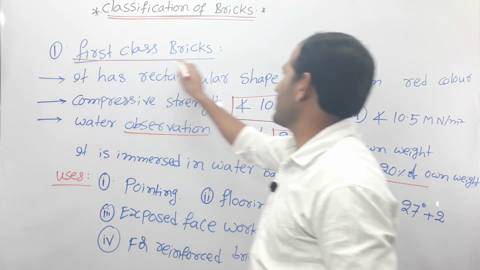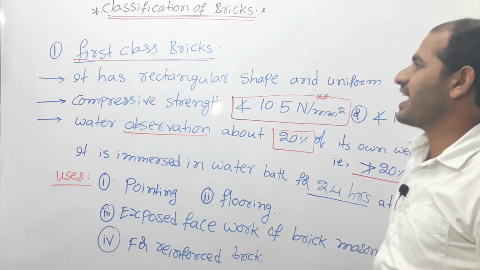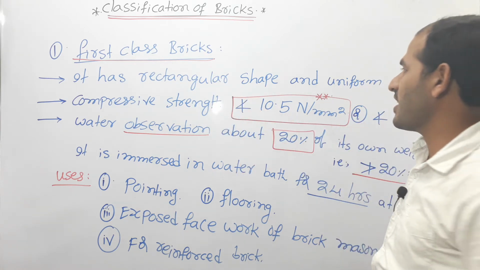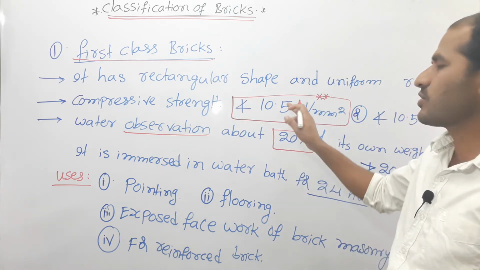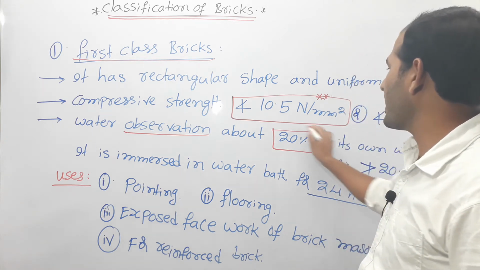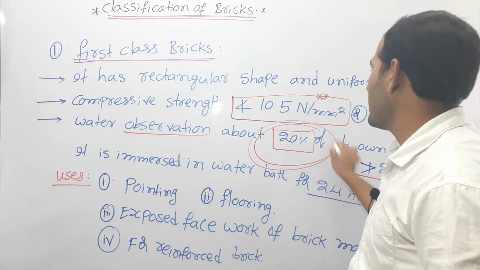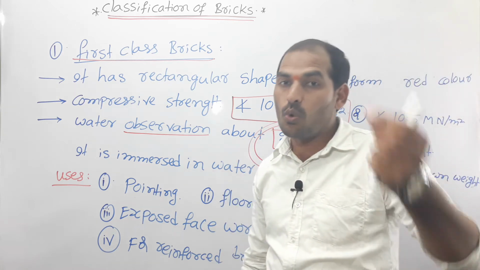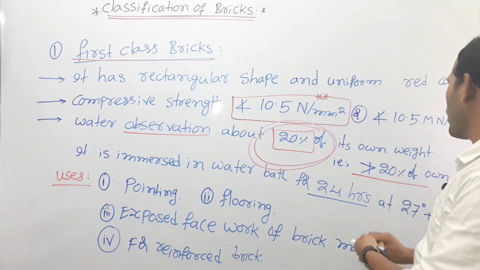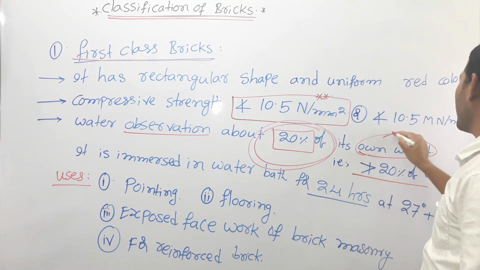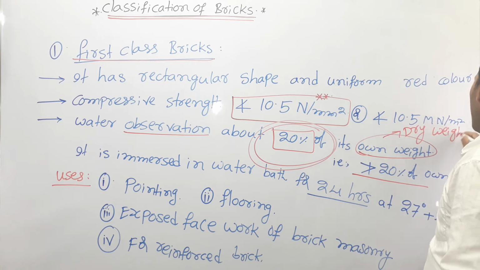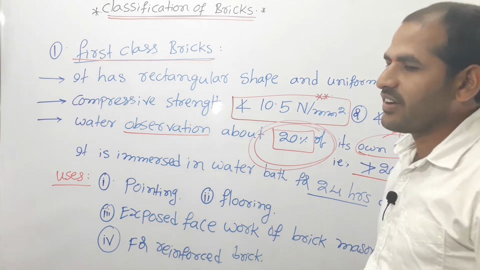The compressive strength of this first class brick should not be less than 10.5 Newton per mm square, and water absorption should not be more than 20% of its own weight, that is, its dry weight. So this is the first class brick.